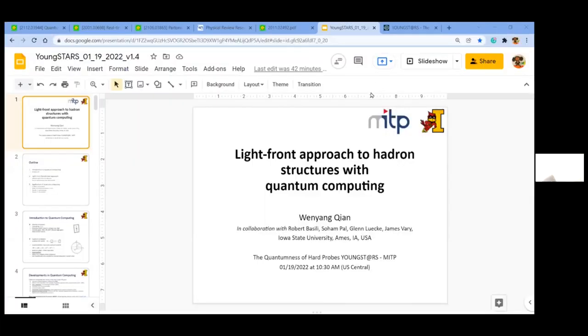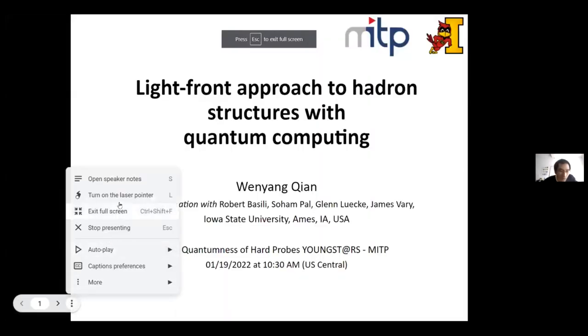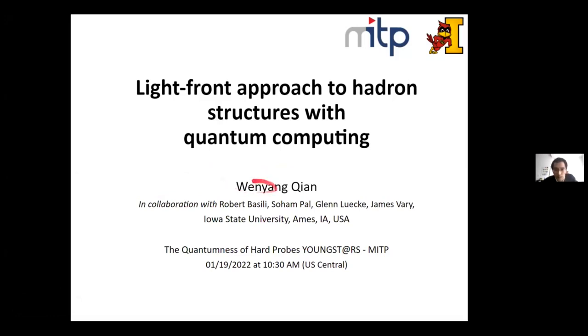Yeah. Wenyang, are you here? Yes. Yeah, can you start sharing your screen? Okay. I see. Yeah, can you try to go to the full screen mode and check if everything's working? Okay, let's see. Right, you can see my pointer, right? Yes. Okay, it works perfectly.